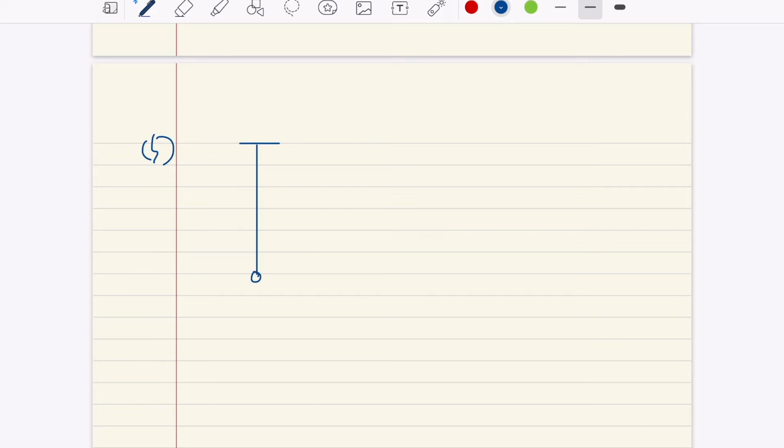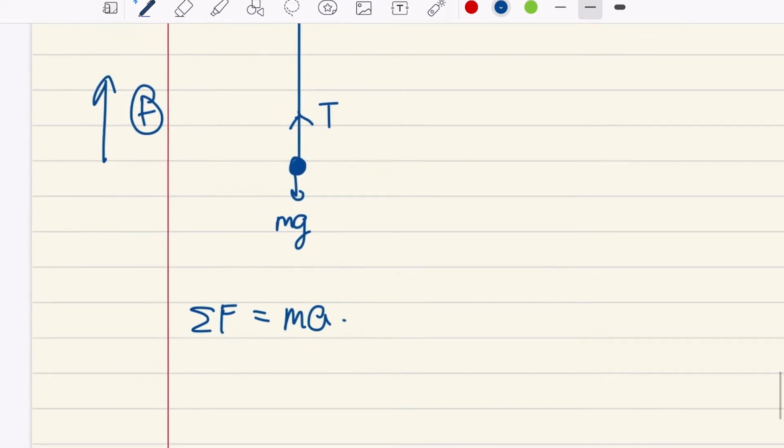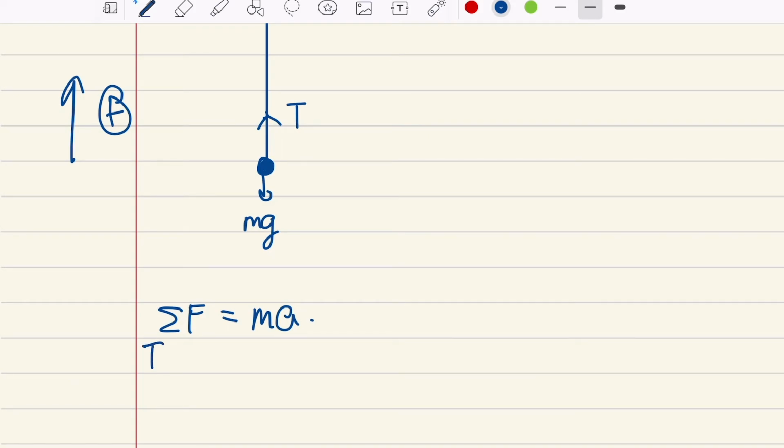Drawing another diagram does not do you any harm, and it doesn't waste any time, but it actually gives you more understanding about the question. So there will be tension here, and the weight, which is mg. In this particular situation, I will put going upward as positive. So the resultant force will be equal to ma, and tension minus mg, because mg is going down, equals ma.